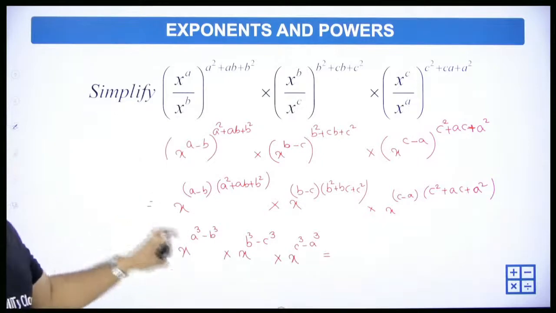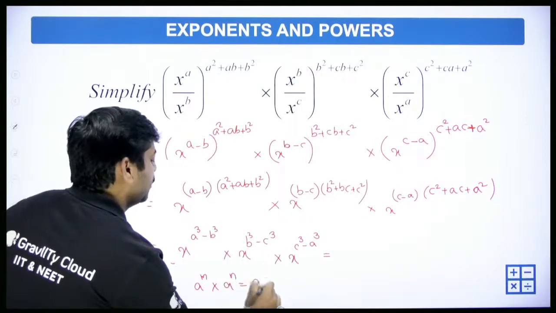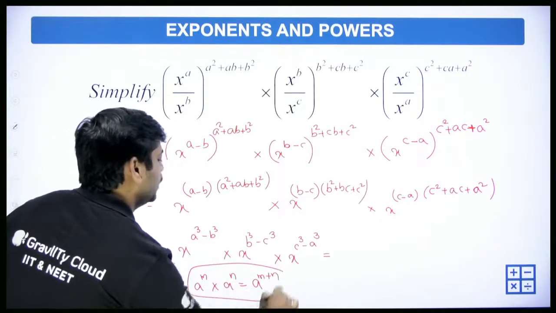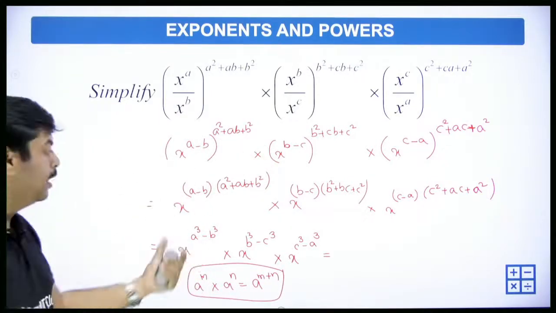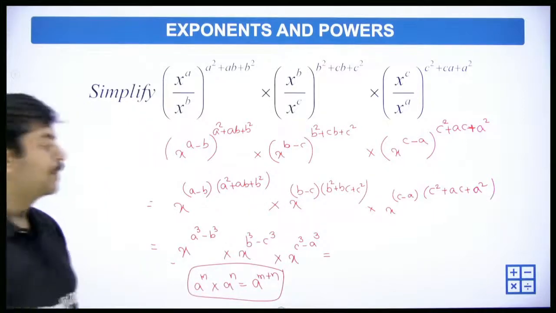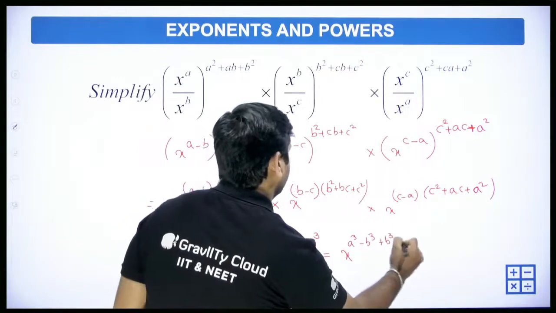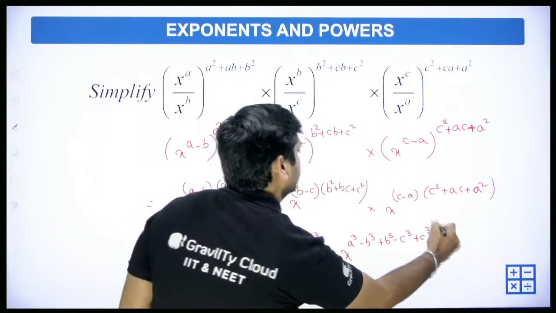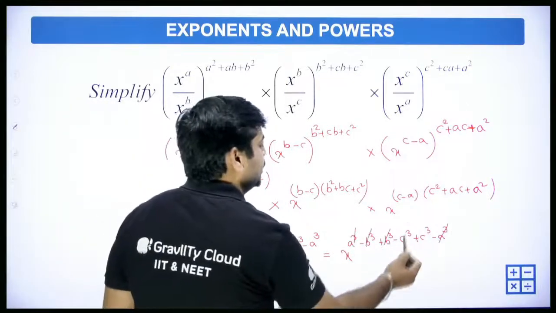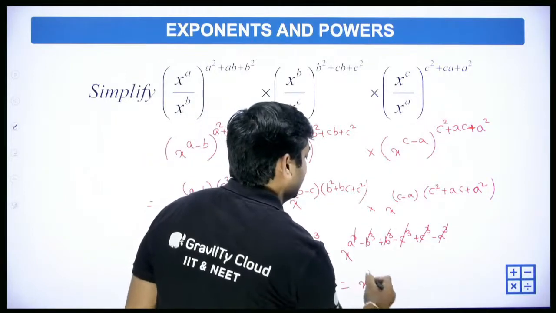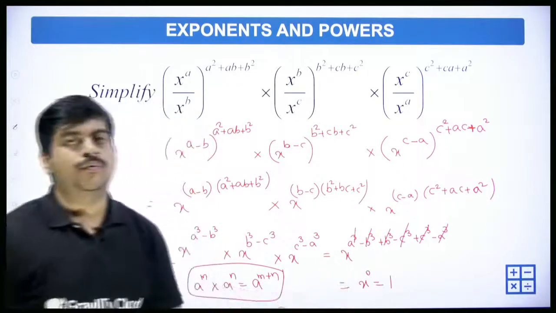So now we have the formula a power m into a power n, you know it is a power m plus n, and the same formula can be applied for any number of terms. Here you have 3 terms and still you can apply the same formula, just add all the powers. So that will give you x power a cube minus b cube plus b cube minus c cube plus c cube minus a cube. So if you carefully observe, all a cubes and minus a cube, b cube and minus b cube, c cube and minus c cube, all these get cancelled. You will get x power 0 which is equal to 1.